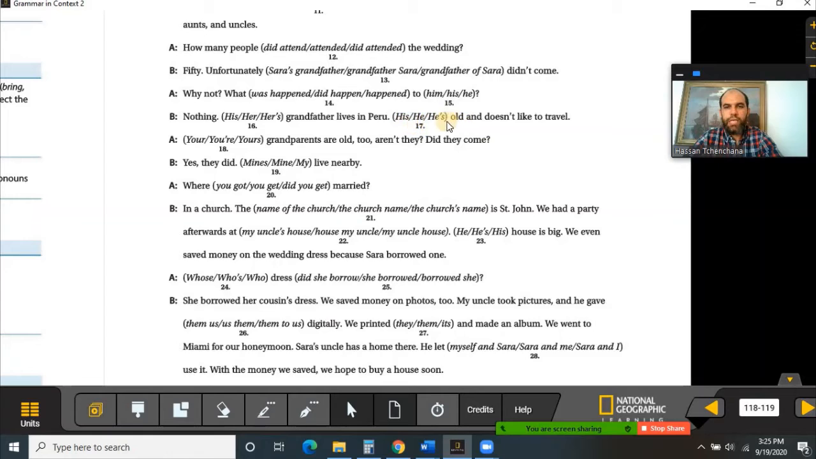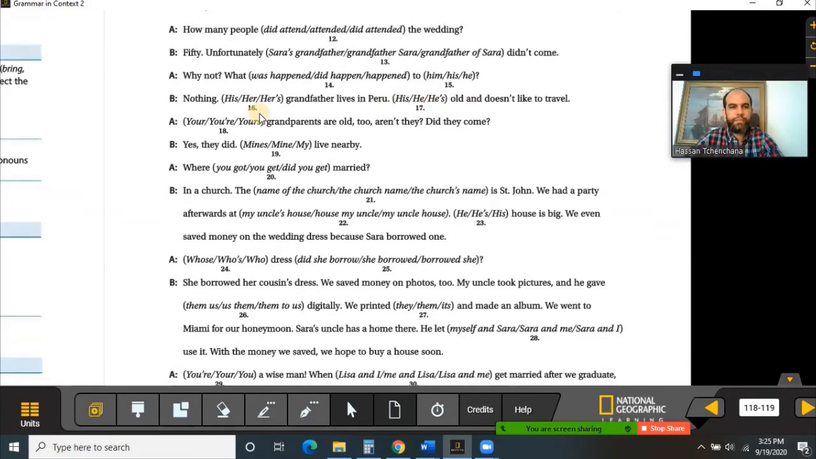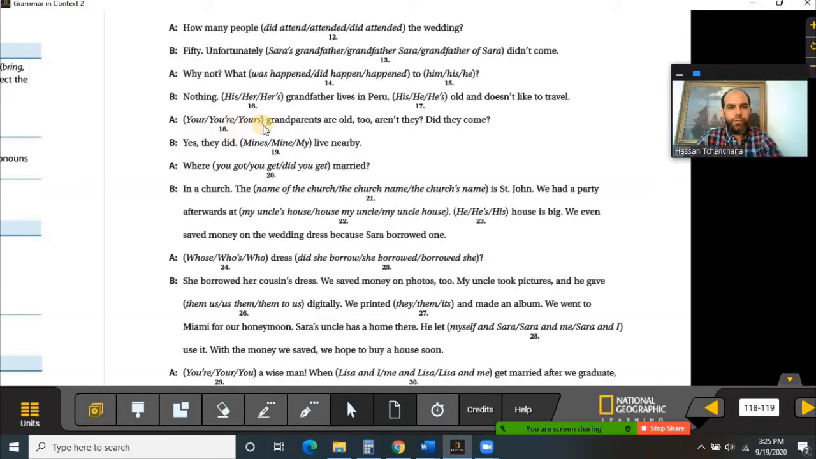He is old. We need a subject and a verb. He is old. Short form, he's old. 18. Yours grandparents are old. Now, grandparents is a noun, and we need an adjective that describes this noun. Which one is an adjective? It is your. Your grandparents are old too, aren't they?